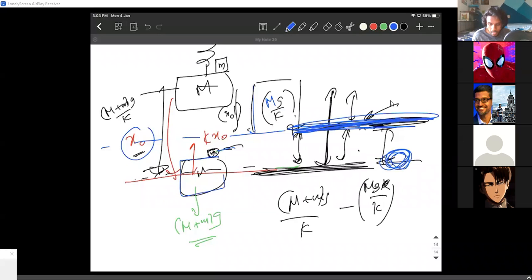So this remaining block is still present at the extreme. So this part, whatever part is left, it will take that as an amplitude and oscillate.